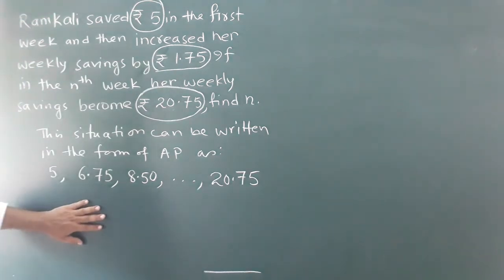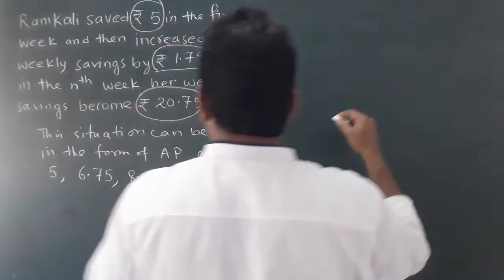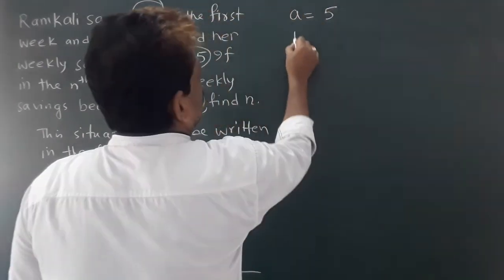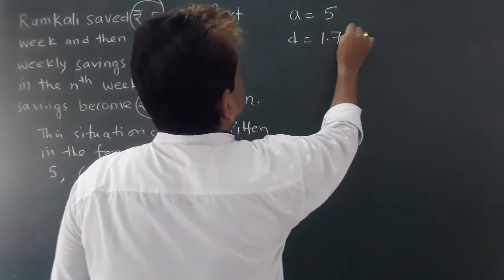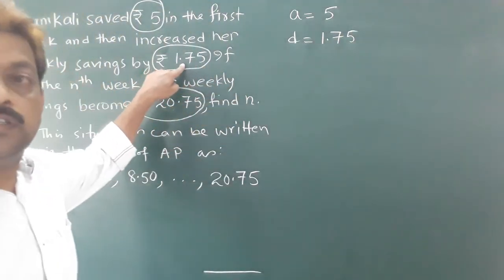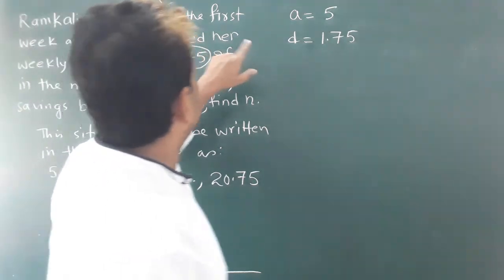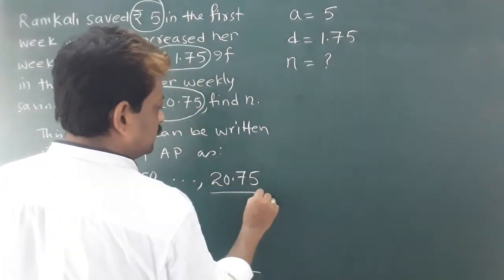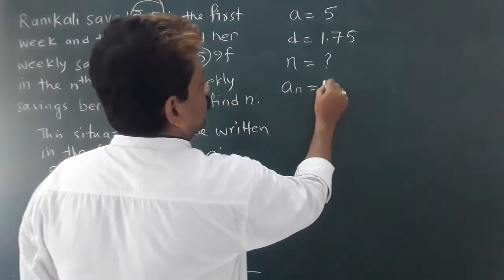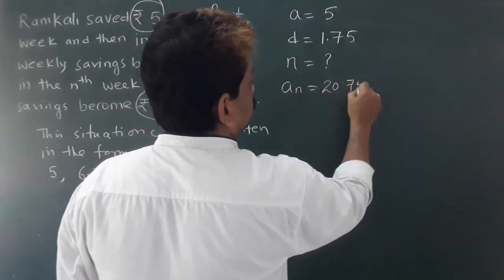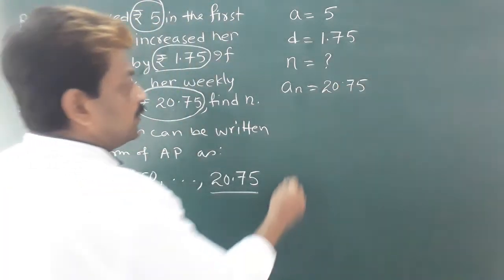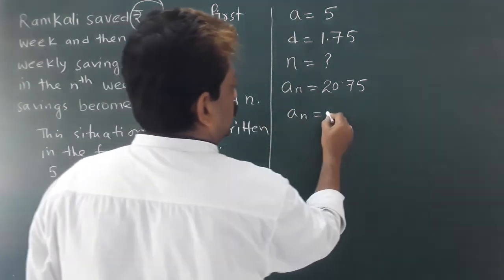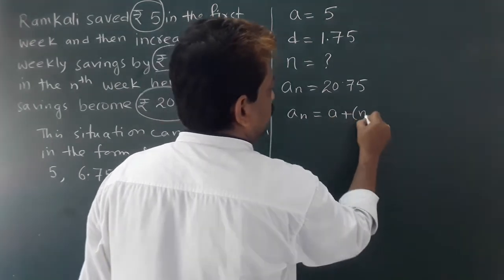So from this information, or from this AP, we can say that the first term a is 5. The common difference is 1.75, because this is the difference, it is increasing every week. So common difference is 1.75. n we don't know, we have to calculate, and the last term, the nth term, is given as 20.75. So again let us use the formula. An equals to a plus n minus 1 d.